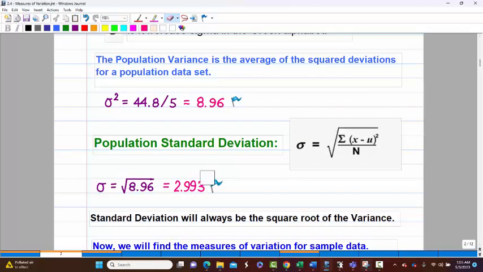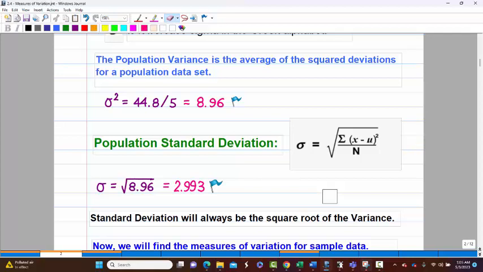So it's just the square root of the variance. You would take the square root of 8.96, which is 2.993. One reason standard deviation is generally used more than variance is that when you're squaring those deviations, you're altering the numbers a bit, staggering the distances more. So the square root brings it back down a level.